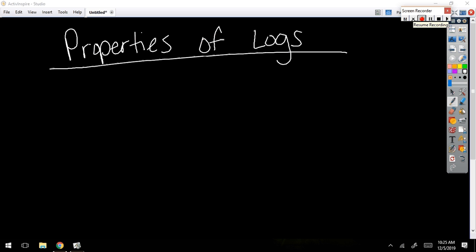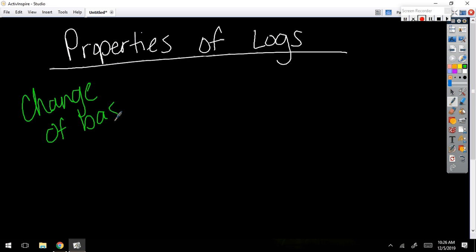All right, properties of logs. Before I show you the 3 properties of logs, I want to show you one little side note here. This is not one of the 3, but this is called change of base. Y'all keep asking me about your calculator, so I'm finally going to show you how to put a log on your calculator.